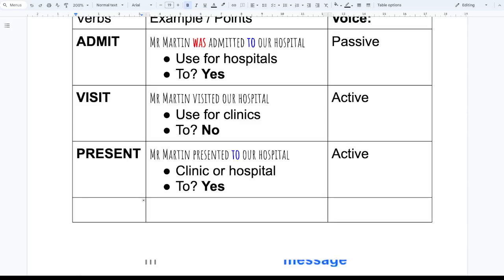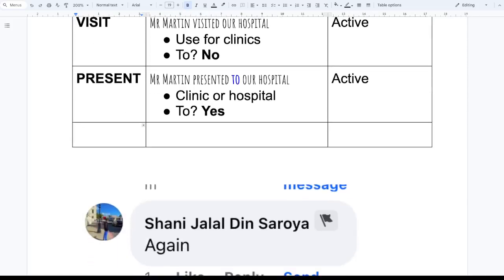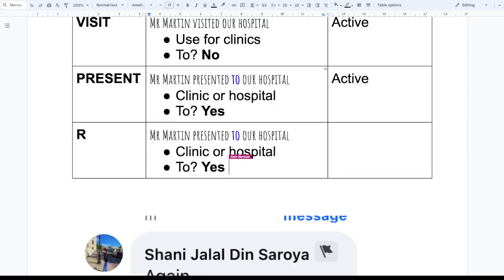Anyone want to have a go here? Sorry, Shani, it's wrong. Guys, it begins with R. Okay? And you might say, for example, let me give you an example here. So I'm going to copy paste. Mr. Martin, blank. Okay? You can use this for clinic or hospital. You need to. So yes for to. And it's active. What is the verb? There's only one really, I think. What is it? Beginning with R.